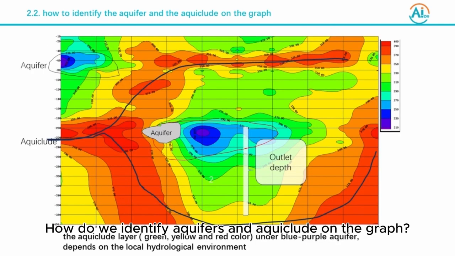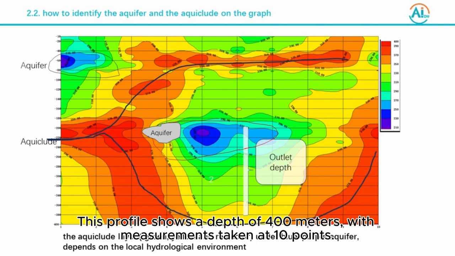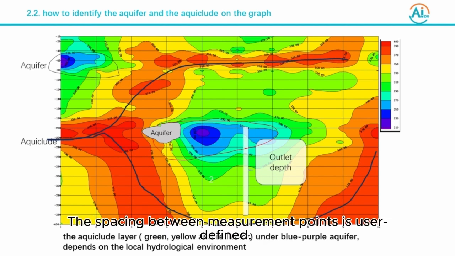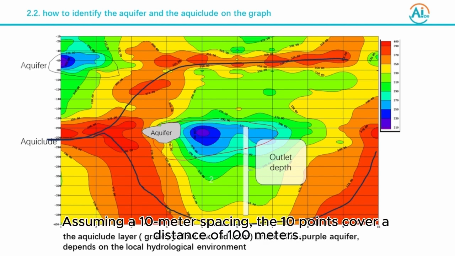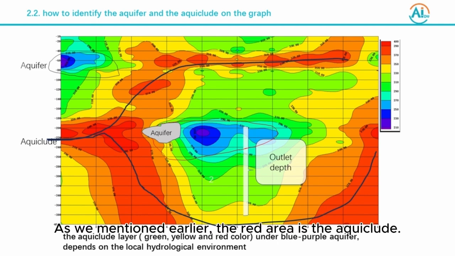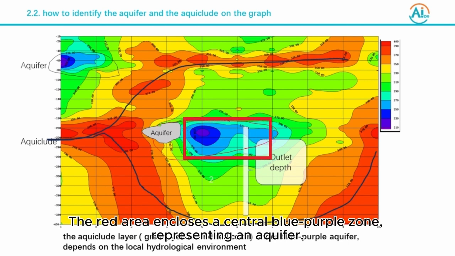How do we identify aquifers and aquiclude on the graph? This profile shows a depth of 400 meters, with measurements taken at 10 points. The spacing between measurement points is user-defined. Assuming a 10-meter spacing, the 10 points cover a distance of 100 meters. As we mentioned earlier, the red area is the aquiclude. The red area encloses a central blue-purple zone representing an aquifer.